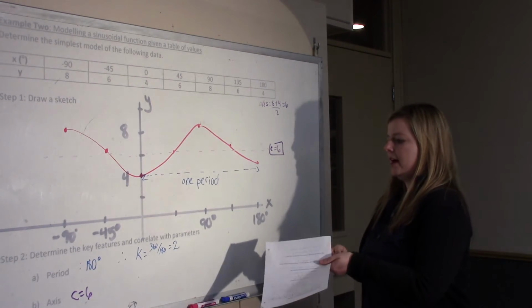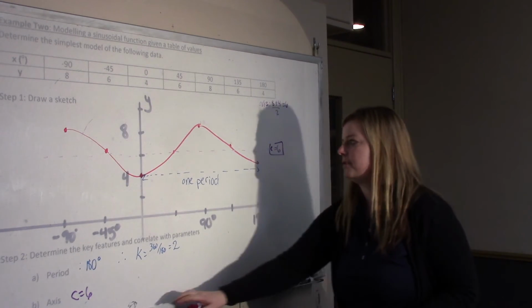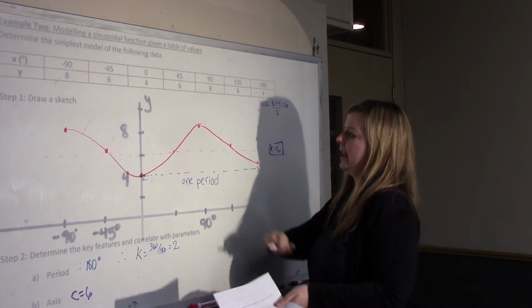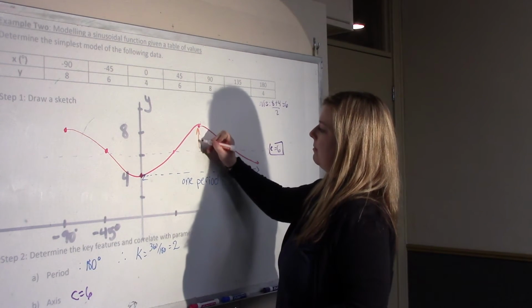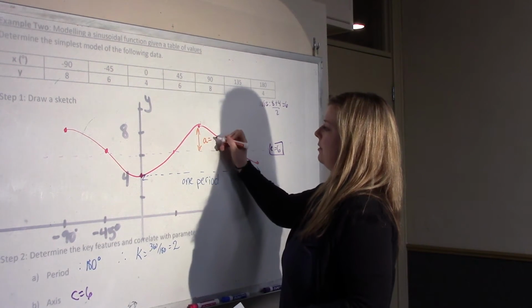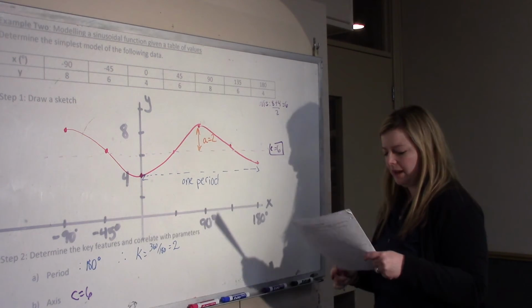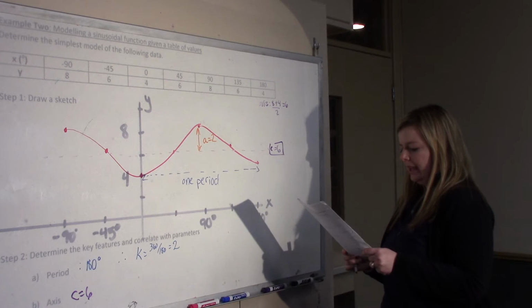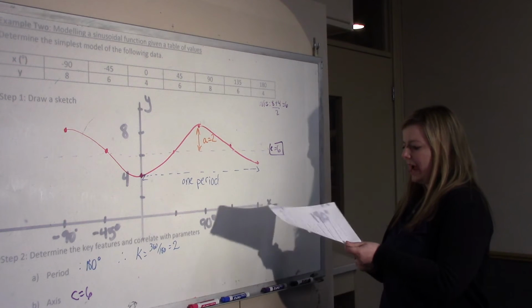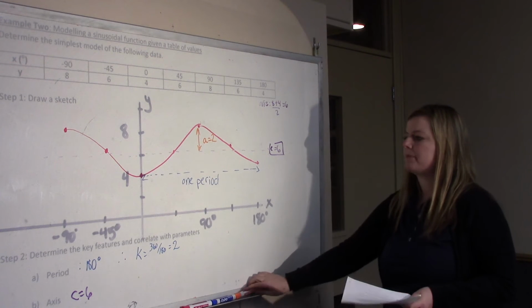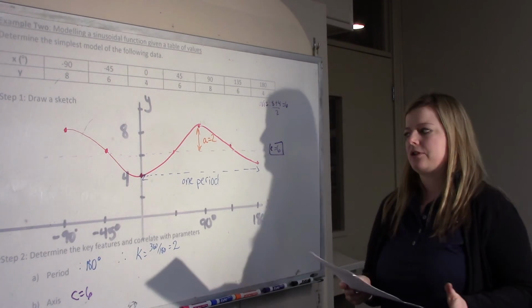Okay? Then we need the amplitude. So the amplitude is the distance between the axis and a max or a min. So our amplitude is equal to 2. Okay, so you can put that there as well with amplitude. And that's it. So that's step 2, finding all those key features.